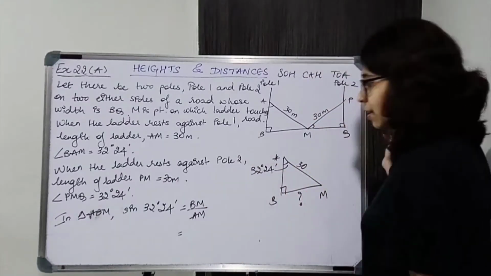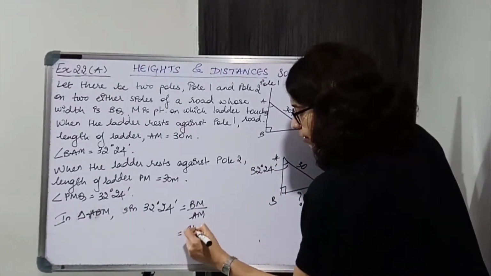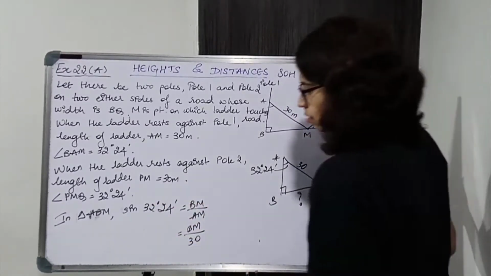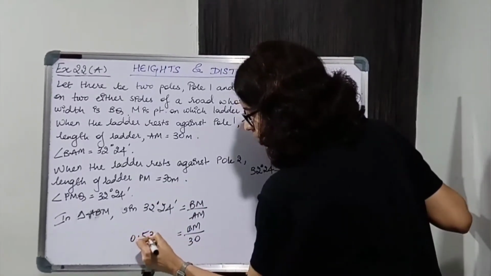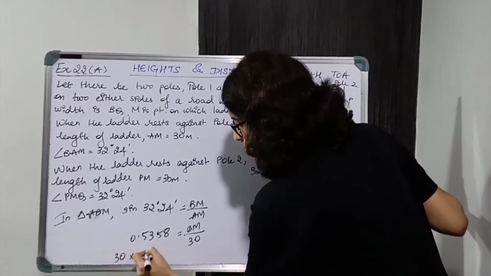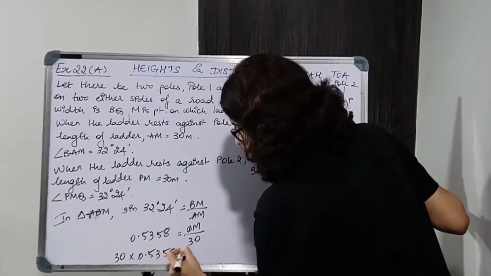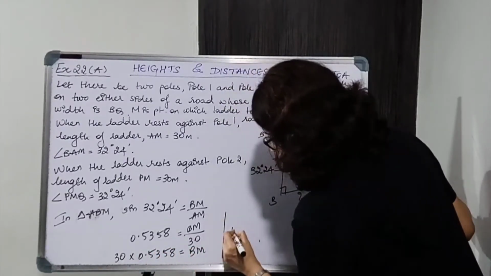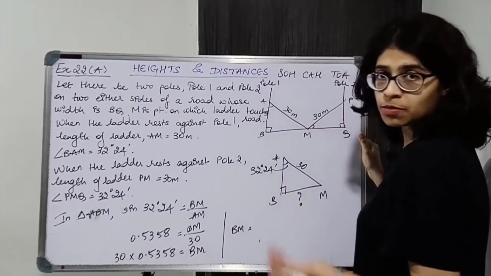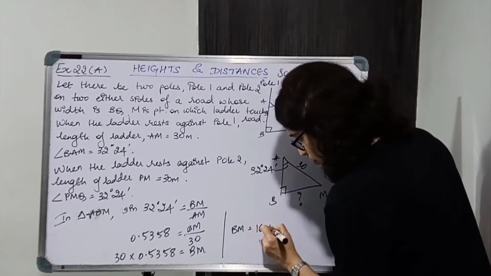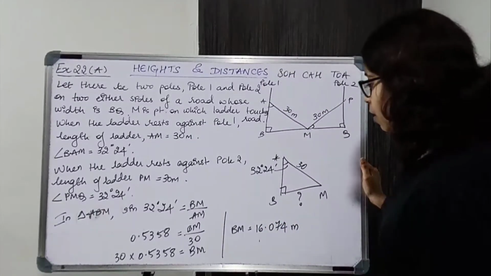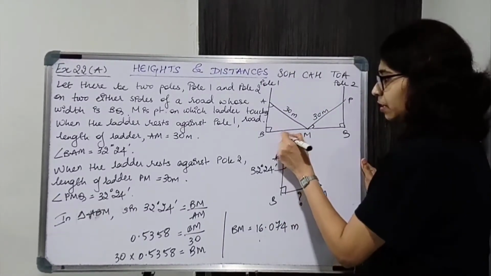Now BM we have to find. AM is 30. इसका वैल्यू टेबल से मिलेगा. This is 0.5358. We'll shift this on the other side. So 30 into 0.5358 is equal to BM. So BM is equal to this into this. Just multiply. ये हो जाएगा 16.074 meters. Okay. Now we found BM. ये मिल गया. We need to find MQ.